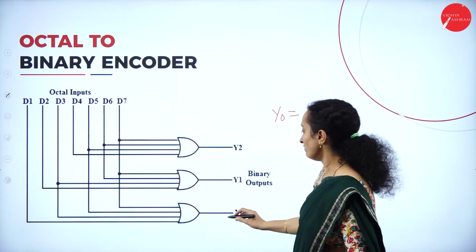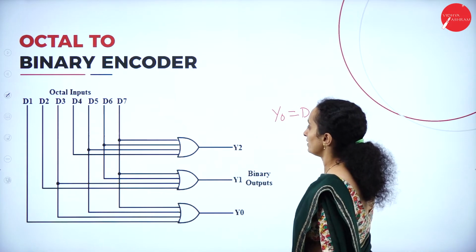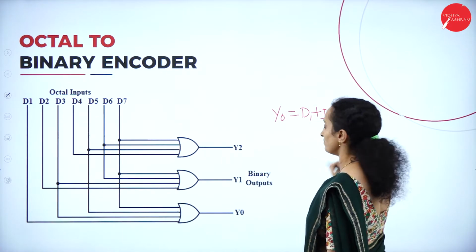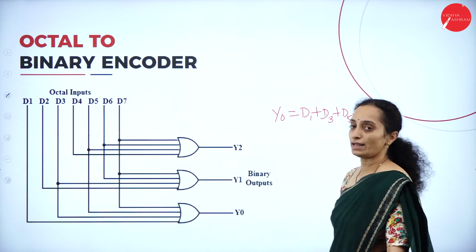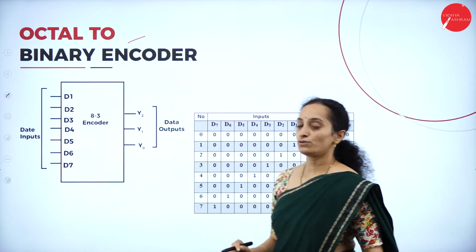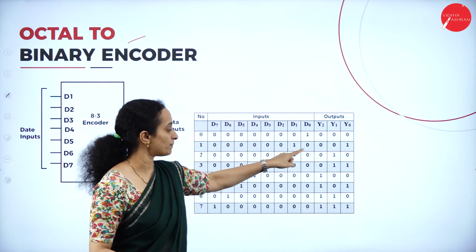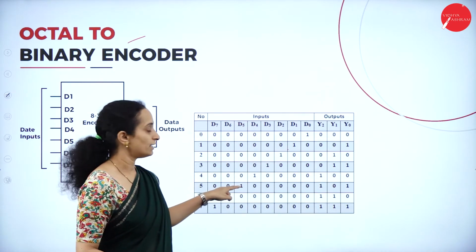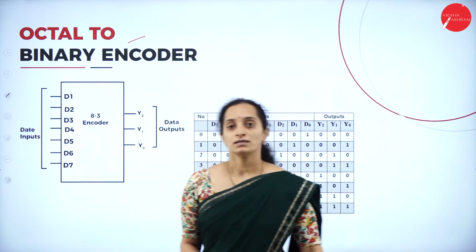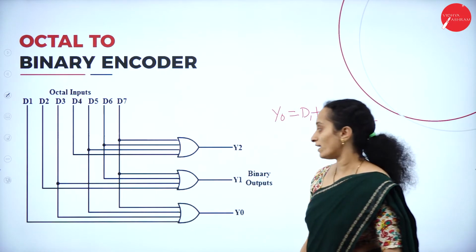Okay, Y0 will have the OR gate of D1 plus D3 plus D5 plus D7. You take this value to enable Y0, like Y0 is enabled in these conditions. So you have to check whenever output Y0 becomes 1. It becomes 1 when D1, D3, D5, or D7 is enabled. So in that case, you have to take the 4 inputs. That has been shown here: D1, D3, D5, and D7.